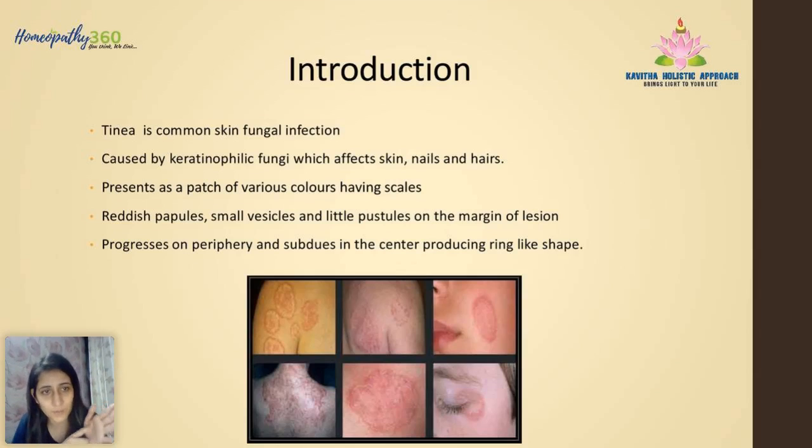See the raised papule, the small vesicle inside, and there are little pustules, and then it is progressing over the periphery. And then see the shape of the lesion which occurs in tinea. It is a ring-like shape, circular. You can see on the back also the periphery region, and all over it is covering. It is almost ring-shaped.